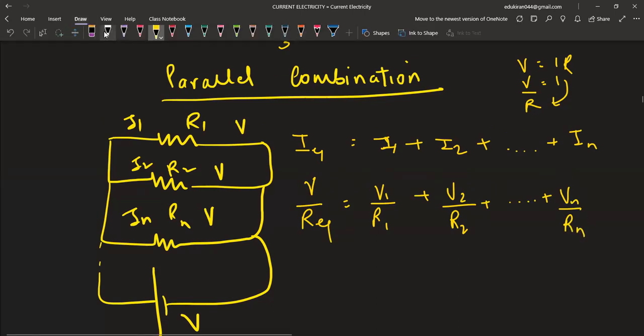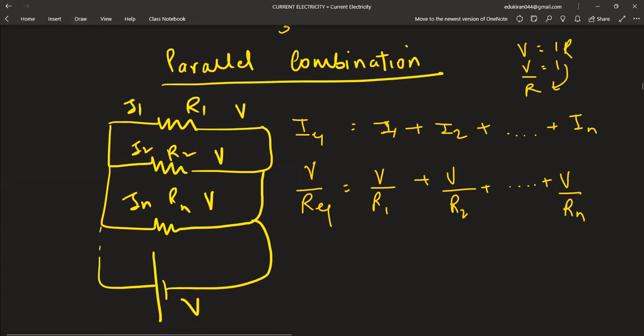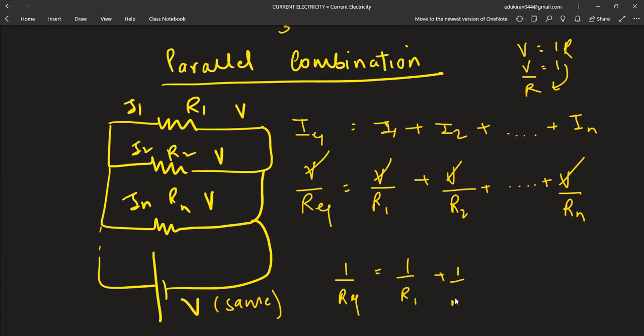Oh, sorry, not V1, V2. Voltage will be the same. Because it's parallel combination, so voltage will be the same, remember. If it's V here, it will be V all over. So potential will be cancelled. 1 by R equivalent is 1 by R1 plus 1 by R2 plus 1 by R3 plus 1 by R4 up till 1 by Rn.